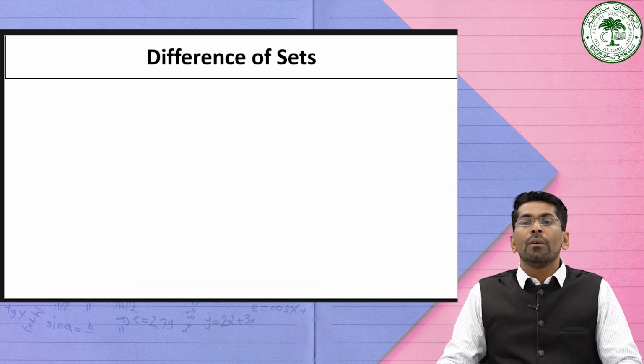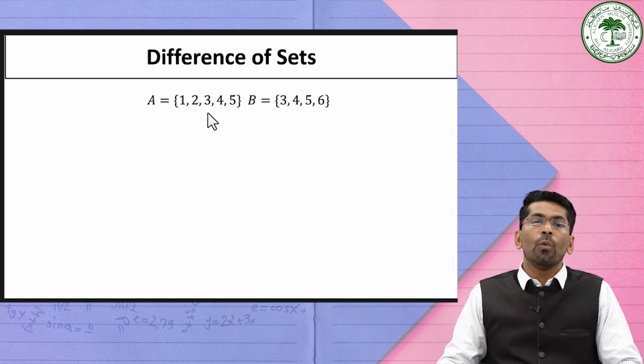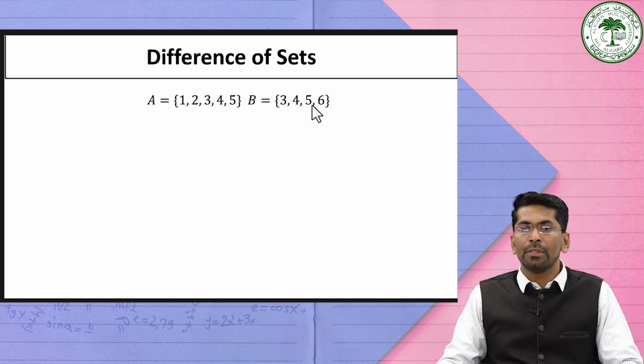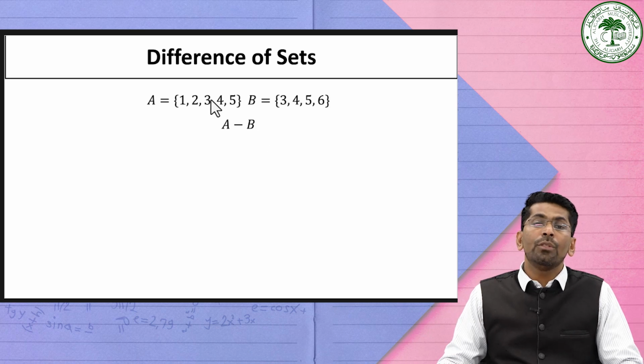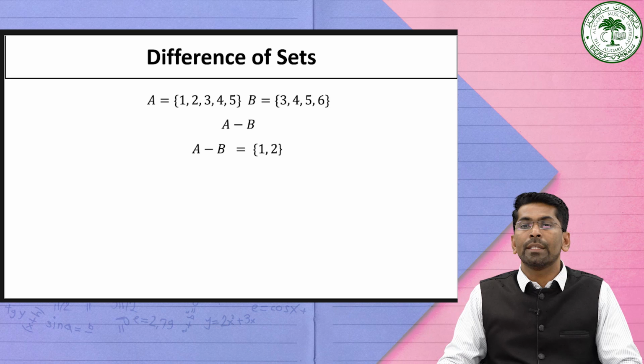For example, we are given set A equal to {1, 2, 3, 4, 5} and set B equal to {3, 4, 5, 6}. Then the difference, that is A minus B, would be those elements in set A that are not in set B. So here A minus B is equal to {1, 2}, which are in set A but not in set B.